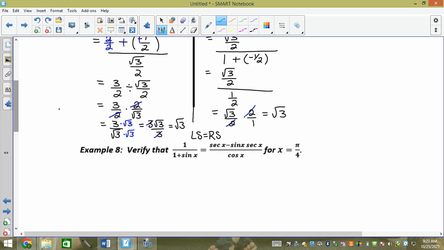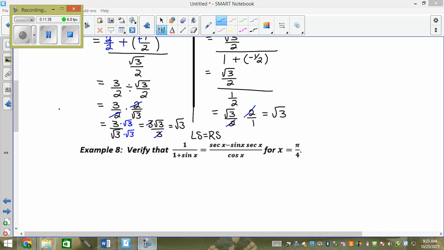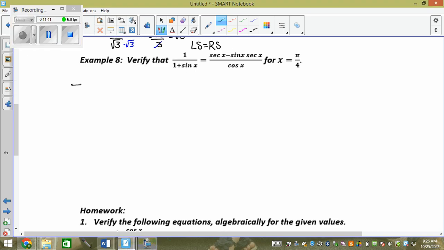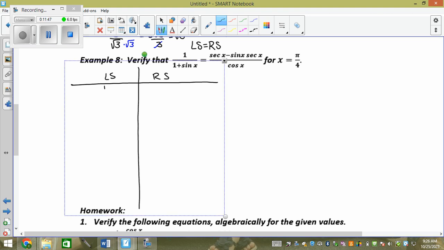Okay, do example 8 if you haven't done it. I'll give you a couple minutes. So, we have LS, RS. So I get 1 over 1 plus sine of pi over 4, secant pi over 4 minus sine of pi over 4.